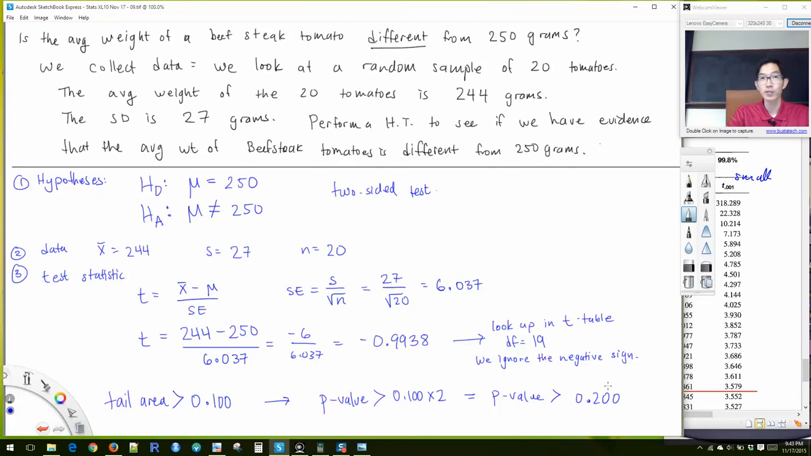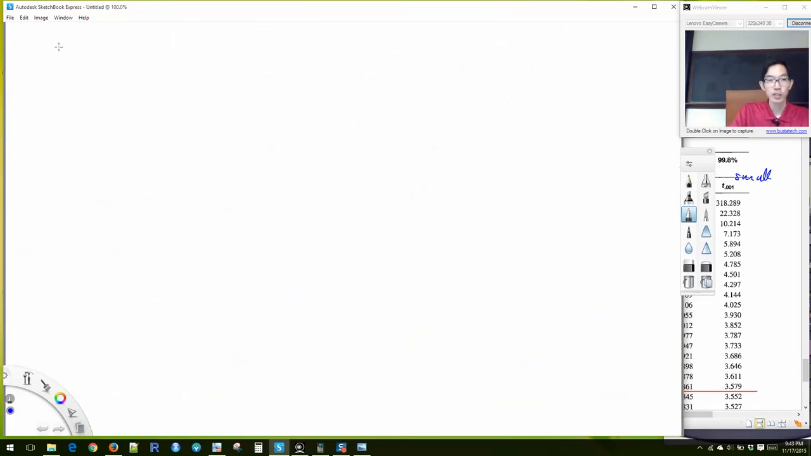Okay, so if I'm using alpha equal to 5%, so I got my p-value, whatever it is, I don't have an exact value, but I do know it's more than 0.200, and if I'm using alpha equal to 0.05, what is the conclusion I make? The conclusion, do I not reject, do I reject? We do not reject the null hypothesis.